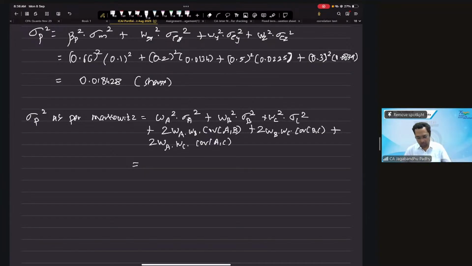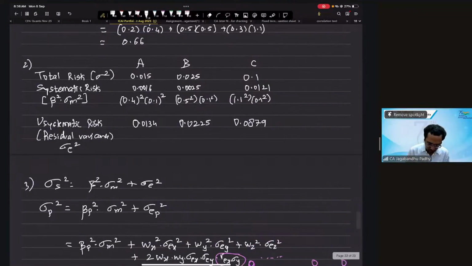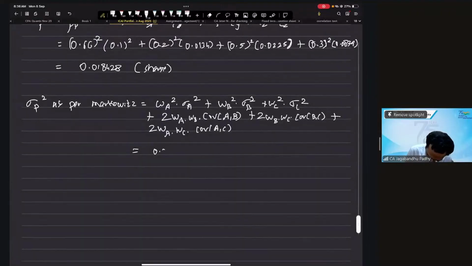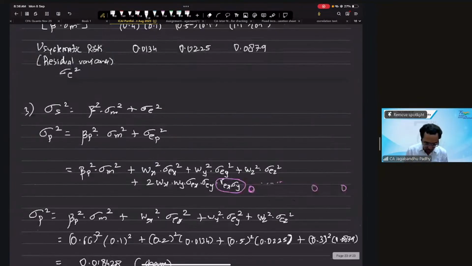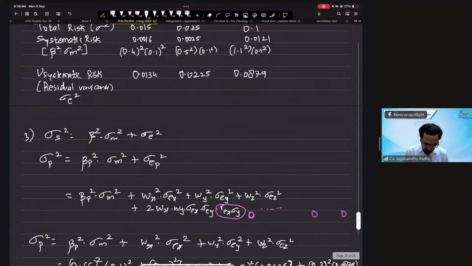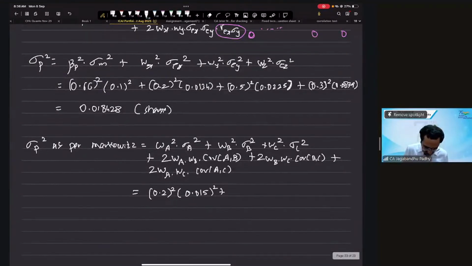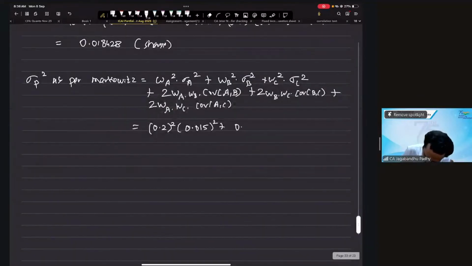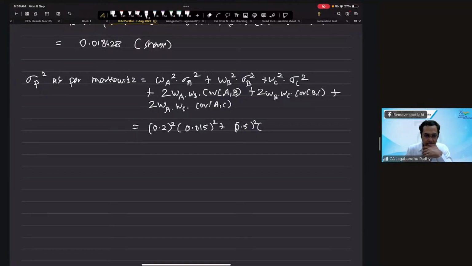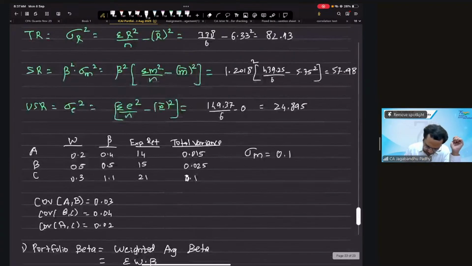Okay, so weight of A square is 0.2 square into variance of A, 0.015 square, plus 0.5 square into 0.025 square, plus 0.3 square into 0.1 square, plus 2 into 0.2 into 0.5 into the covariance between A and B. 0.03, I think that is given to us. Covariance between A and B is 0.03.